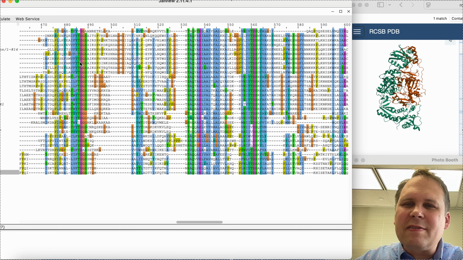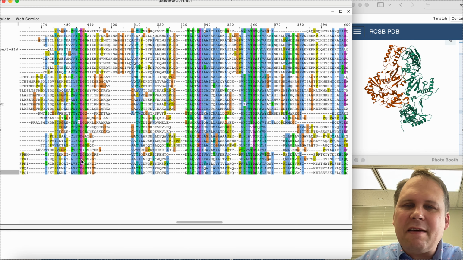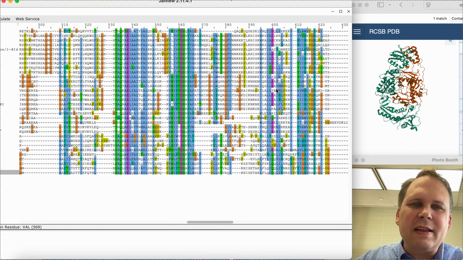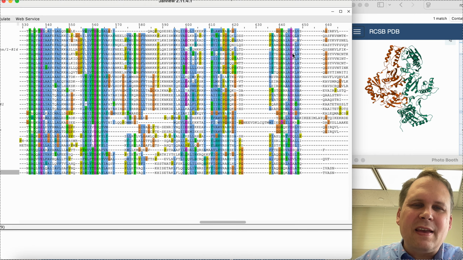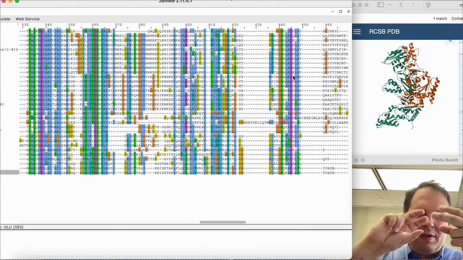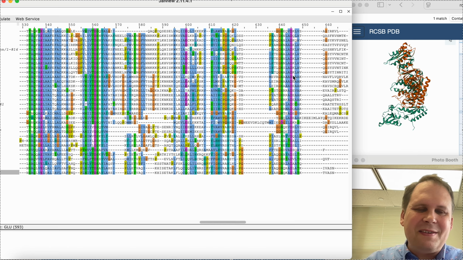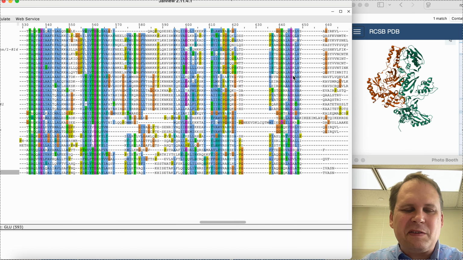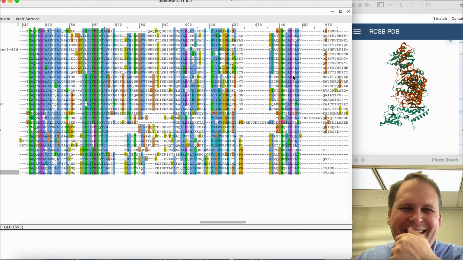And so here's the first D. You can see that's conserved in every single one. Here's the E, here's the D, and you got to scroll right to the end. There's your other D. So those four end up folding up in 3 dimensions, and they're right next to each other, and those are the ones that are going to actually do the catalytic activity of the RNase H. So that's cool, right? All right.